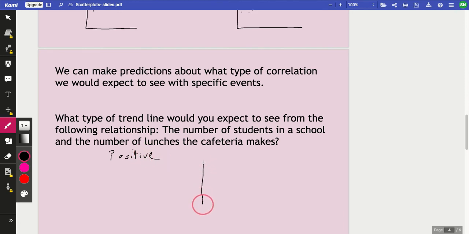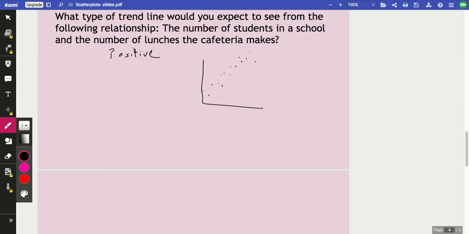Okay, and it also asked us to draw or sketch out what that would look like, maybe something like this. Okay, it's just a sketch, it doesn't need to be perfect.